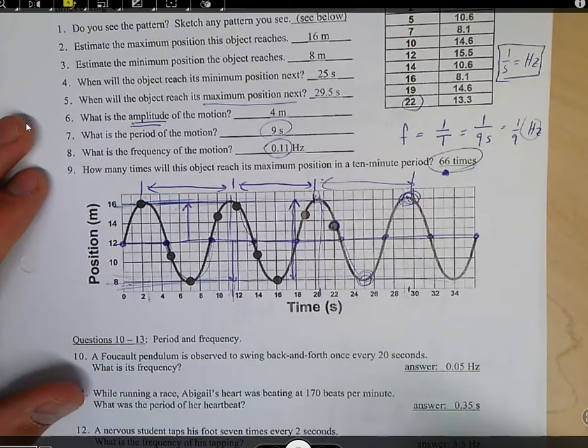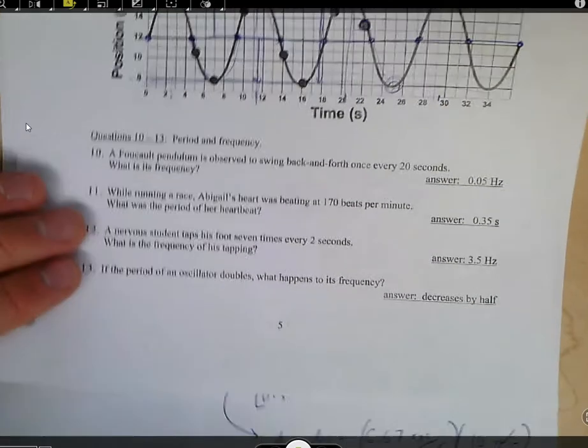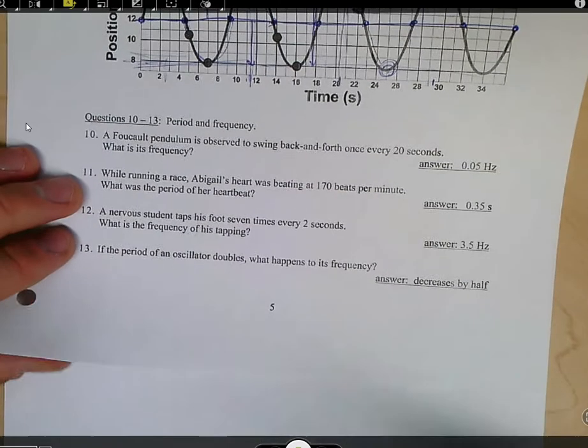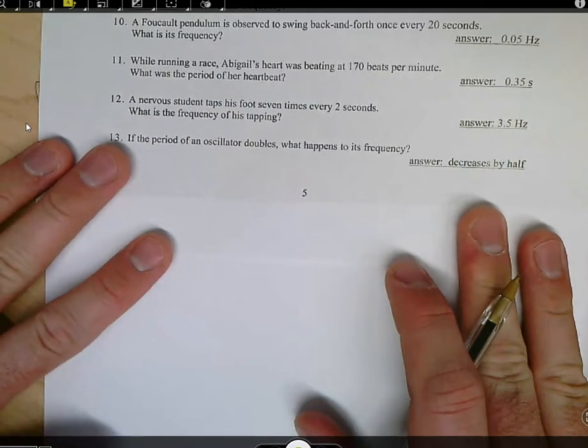Cool. All right. Let's practice a few more questions here, and then this will be it for this little mini engagement around the period and frequency. These are some good problems to practice. I'll work through each one of them individually.